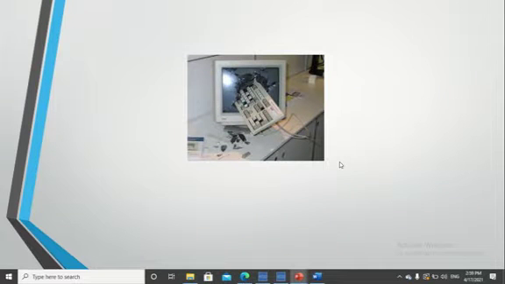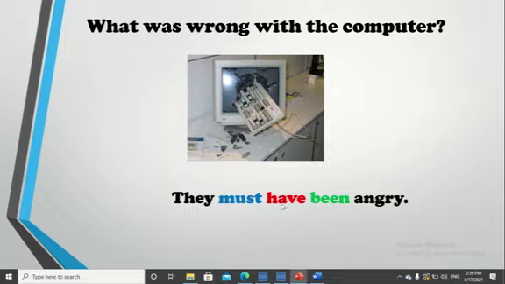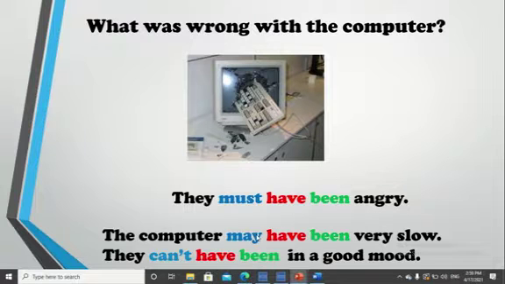Let's have another example. So what was wrong with the computer? They must have been angry. We are quite sure. No one can do this unless he is quite angry. The computer may have been very slow. This is an explanation. We don't know why they did that. So the computer may have been very slow. They can't have been in a good mood. It's impossible that they were in a good mood, so that's why we give this guess with can't. We are quite sure that this is impossible.